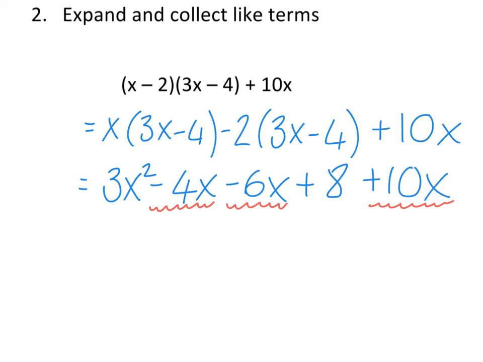This one, rather conveniently, the -4x and the -6x gives us -10x. So rather conveniently, that will then cancel out with the plus 10x: -10x add 10x gives us 0. So all of that will cancel out. That leaves us with 3x squared plus 8, which is our final answer.